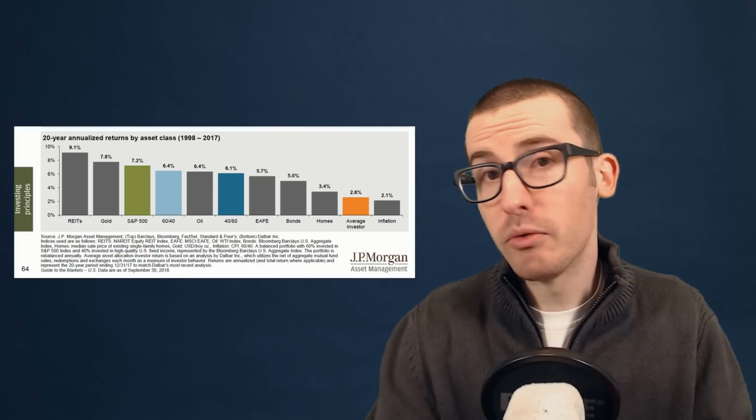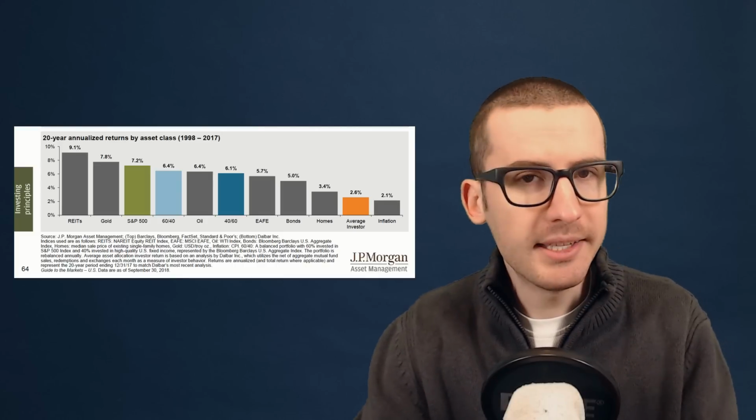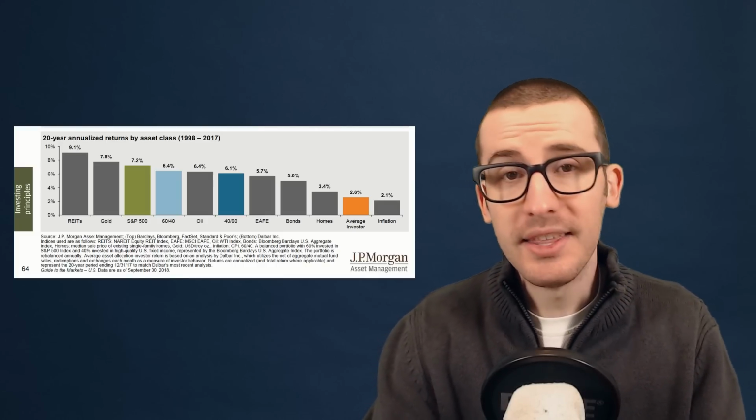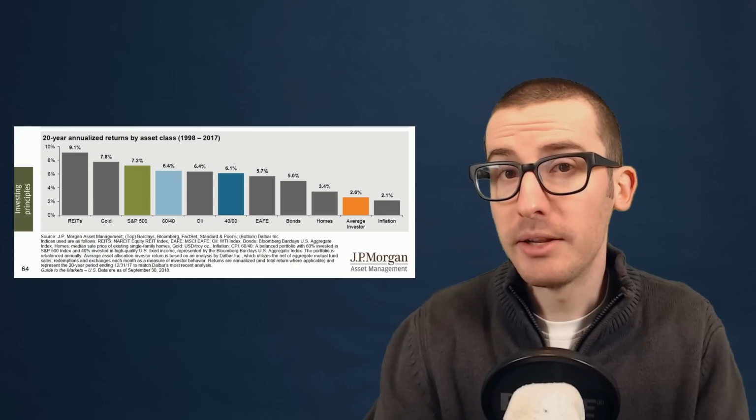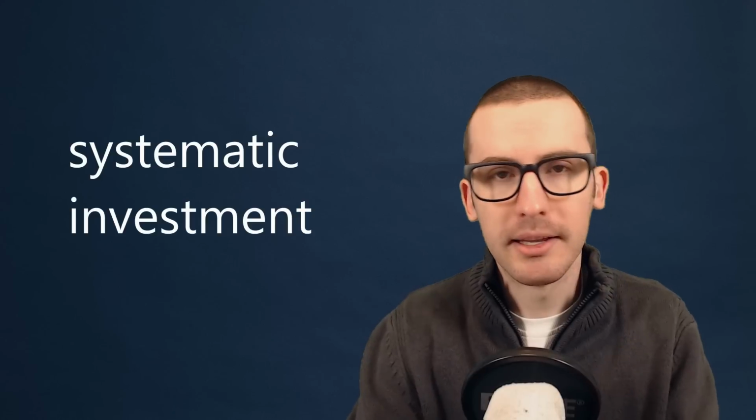How is it possible over a period of 20 years where nearly every asset class returned over 5%, the average investor return was just barely over half of that? In my view, the largest reason for this is that the average investor makes many investment mistakes, primarily due to a lack of a systematic investment framework.